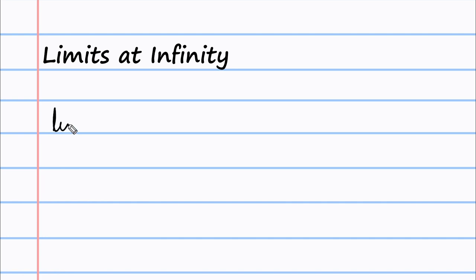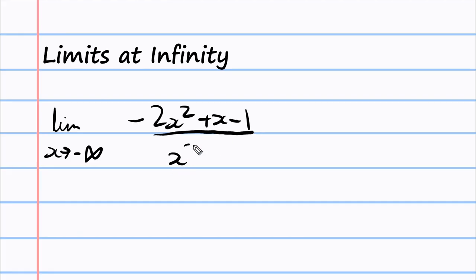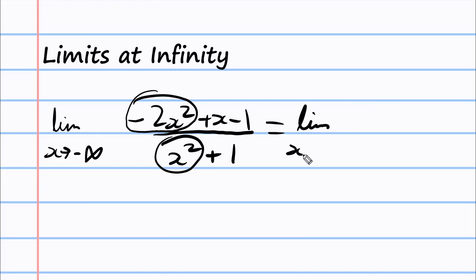Okay, now let's try the limit as x approaches negative infinity of negative 2x squared plus x minus 1 divided by x squared plus 1. We're going to do the same thing. We're going to circle the term with the largest power. Then we create a new limit as x approaches negative infinity of negative 2x squared divided by x squared.